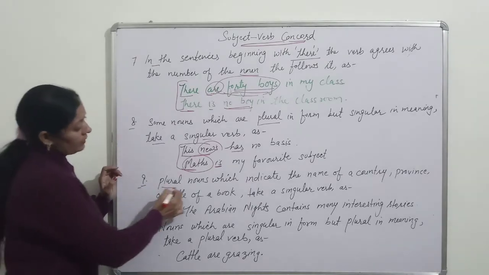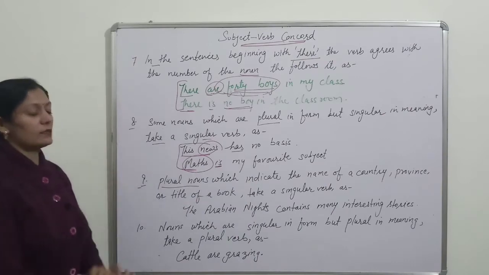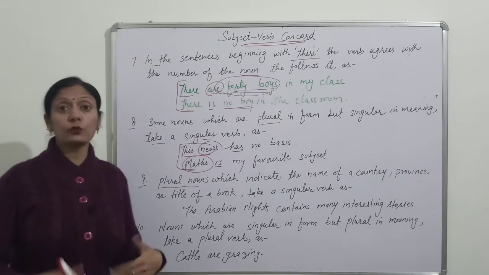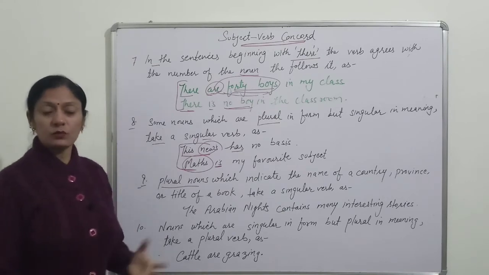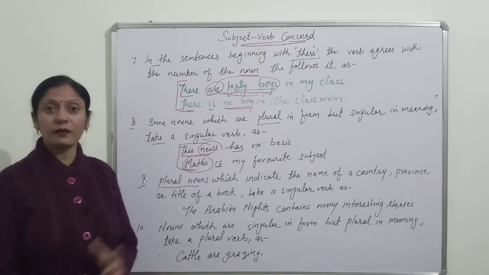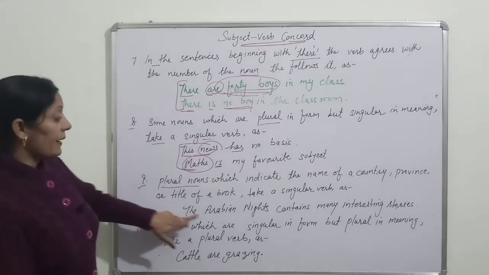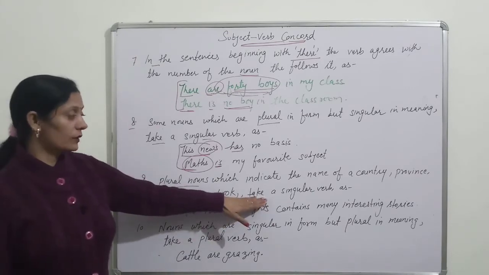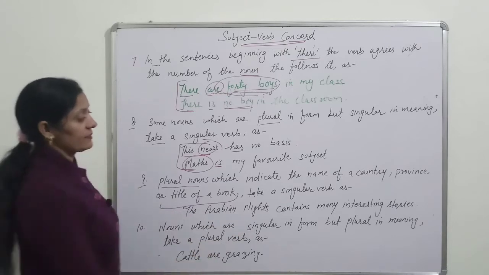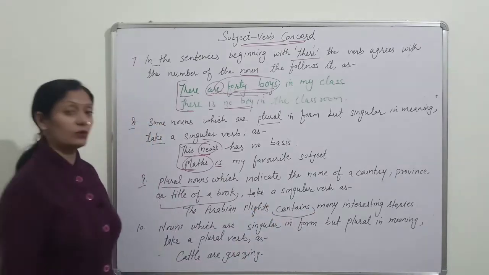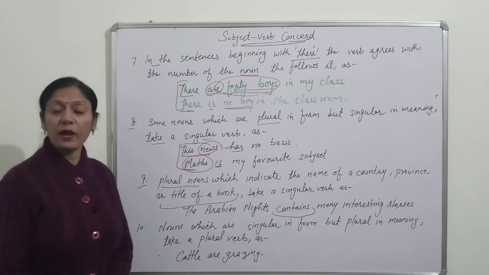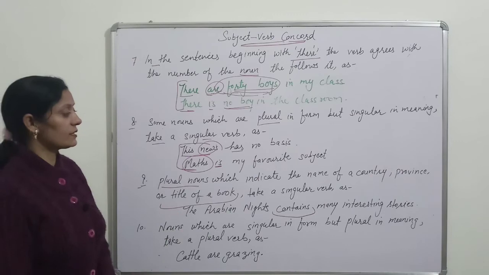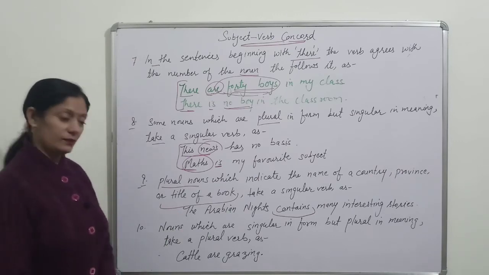Next one is plural nouns which indicate the name of a country. Some of the countries have names in plural. For example, the United States of America, so this one is in plural form but the country is singular. The Arabian Nights, it's the title of a book. This type of noun takes a singular verb. The Arabian Nights contains many interesting stories. The United States of America is a large country. Okay, the verb used with this type of noun is singular.